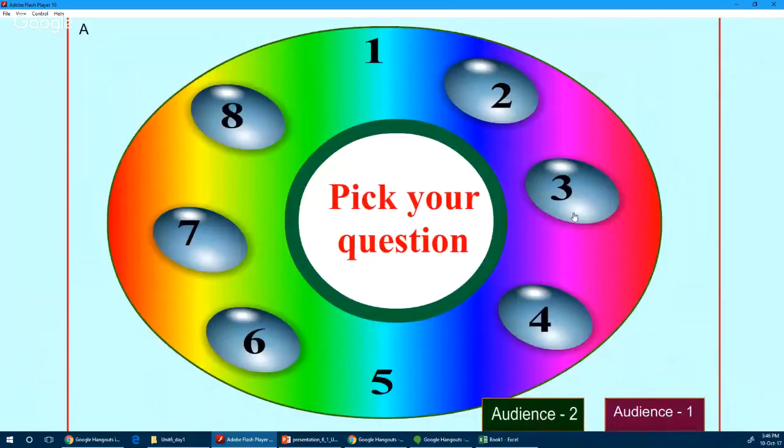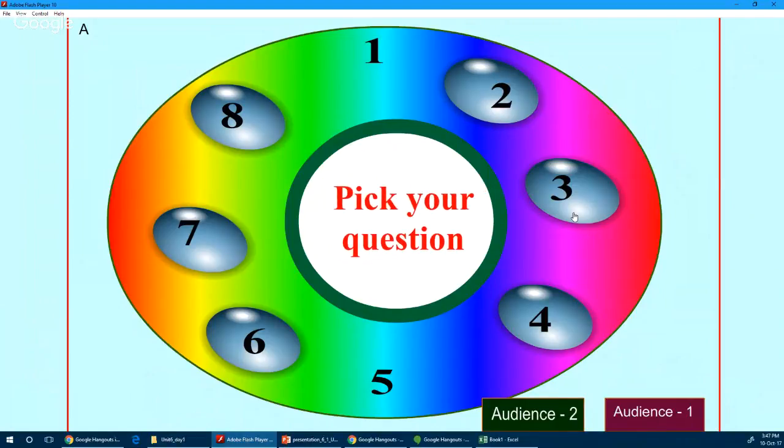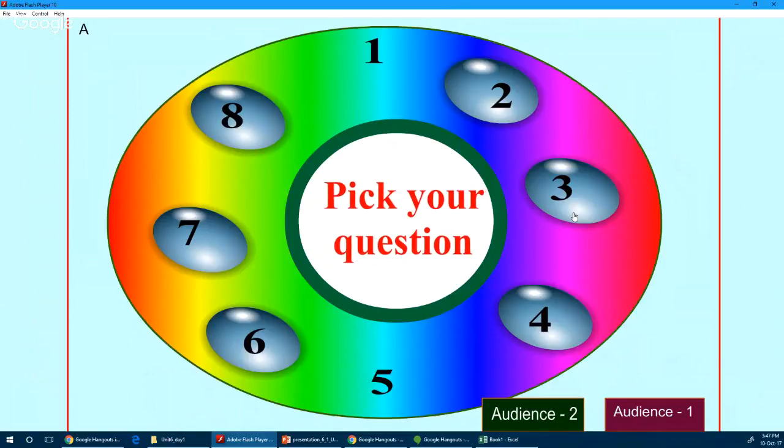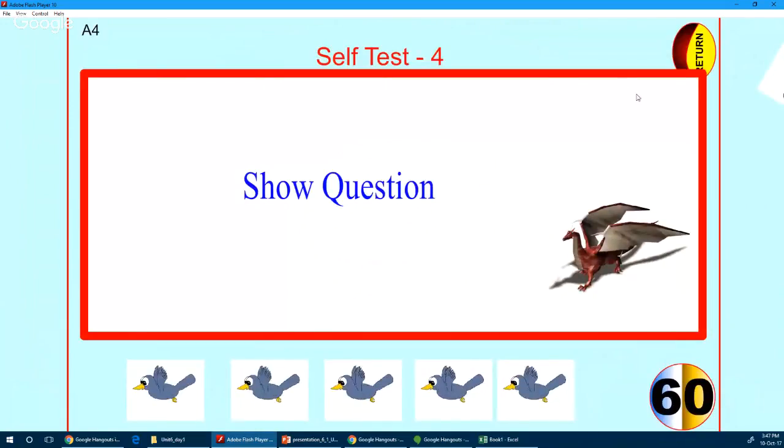You can pick a next question. Questions 1 and 5 are gone. All the remaining are there on the screen. Please select your next question. Be faster. You go for 4. This is your question. Be ready.